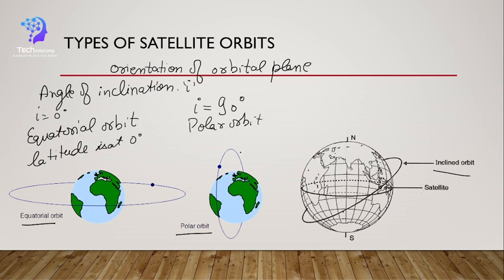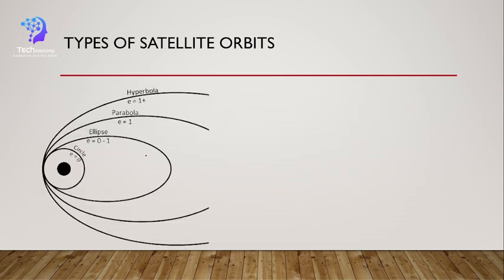So if the angle i is neither 0 degree nor 90 degree, then it is known as an inclined orbit. So this was on the basis of the orientation of the orbital plane. The next one is on the basis of eccentricity, or you can say on the basis of the shape of the orbit.